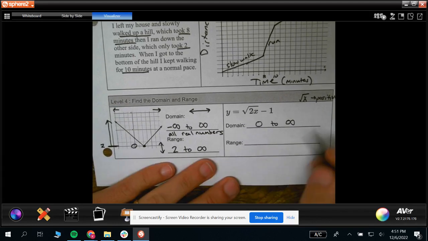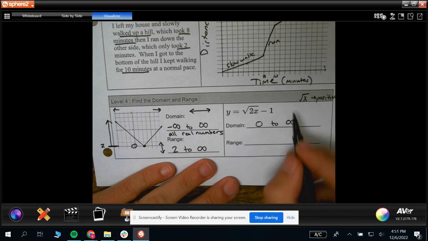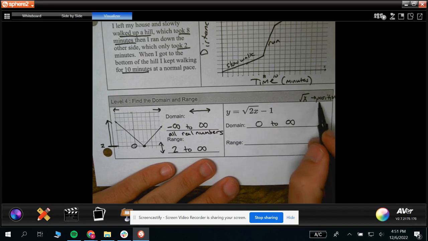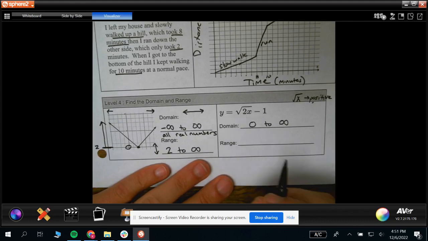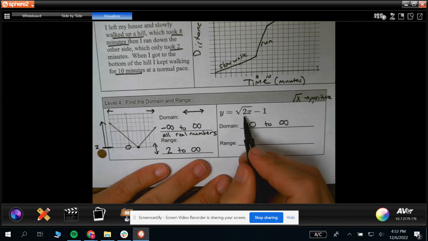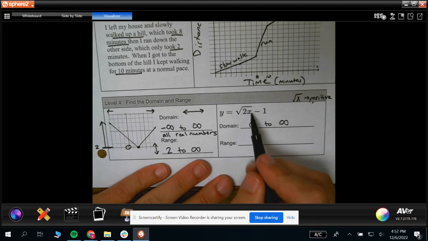The range, think about what comes out of a square root. A square root always outputs a positive number. No matter what you put in a square root, any positive number, you're always going to get a positive number back. So we know if it was just this part, square root of 2x, it would be from 0 to infinity. But we're going to take this positive number, and what are we going to do with it?